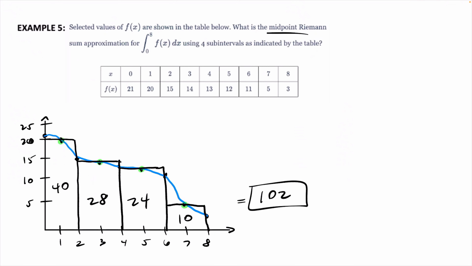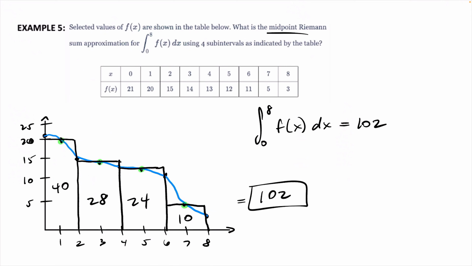So this is how we write it. We say the area from 0 to 8 for the function f of x dx equals 102, because we found the area under the curve. Okay. To me, that's the easiest way to do it.